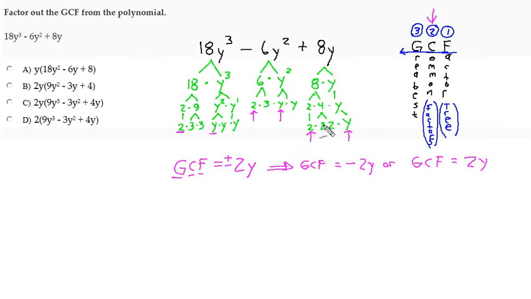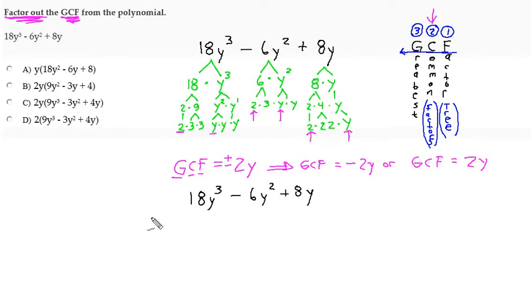Now let's move on to the next part of this. Now we found what the GCF is. Now we need to factor it out of the polynomial. So let me switch back to our black pen. Here is 18y cubed minus 6y squared plus 8y. This is the original polynomial that we're being asked to factor out the GCF.